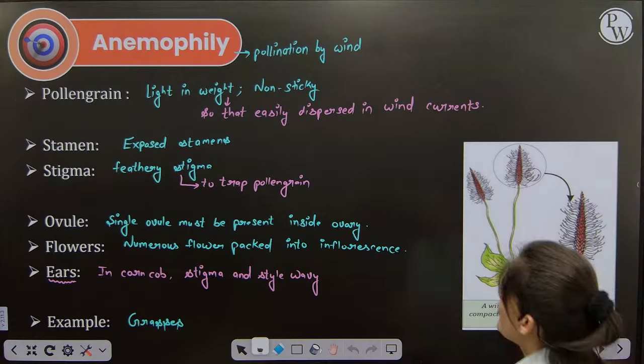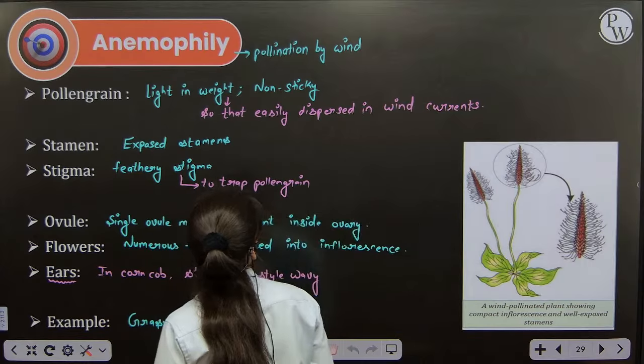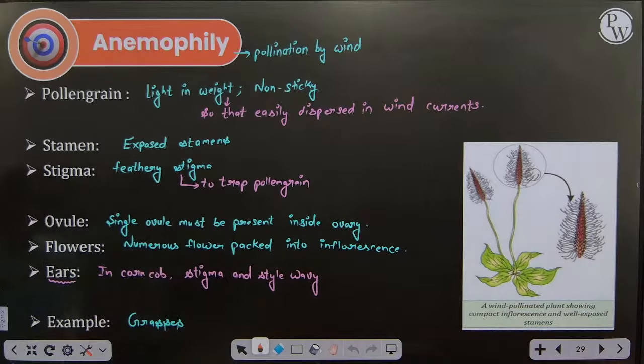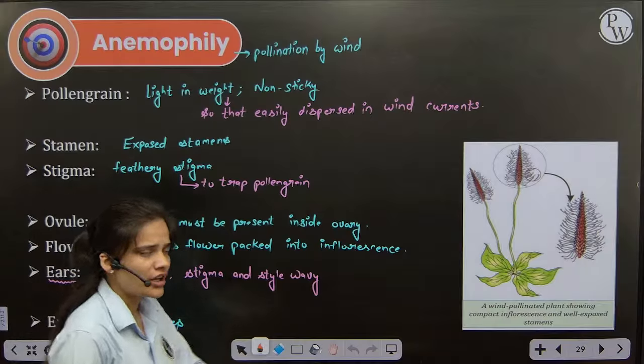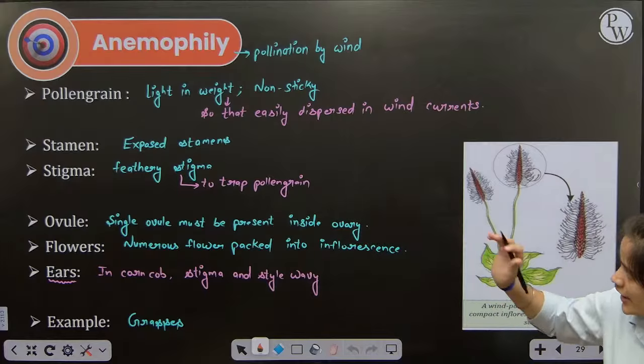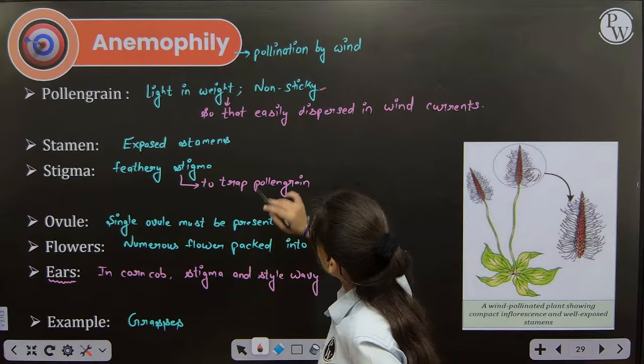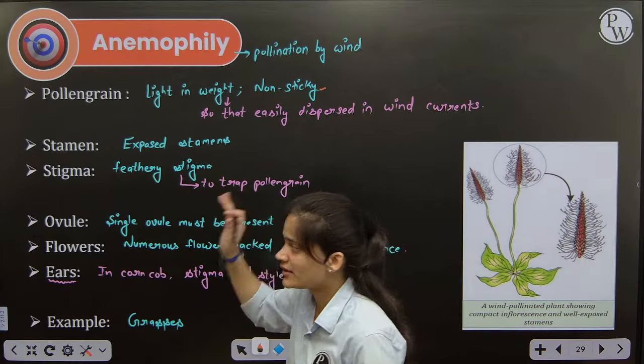Now, what is anemophily? Anemophily is pollination by the wind, and wind is an abiotic agent. What about the characteristics of pollen grain, stamen, stigma, ovule, and flower in the case of wind pollinating flowers? See, pollen grain, should it be heavy or light in weight in order to easily disperse in the wind current? They should be light in weight. Then are they sticky or non-sticky? They should be non-sticky so that they easily disperse in the wind current.